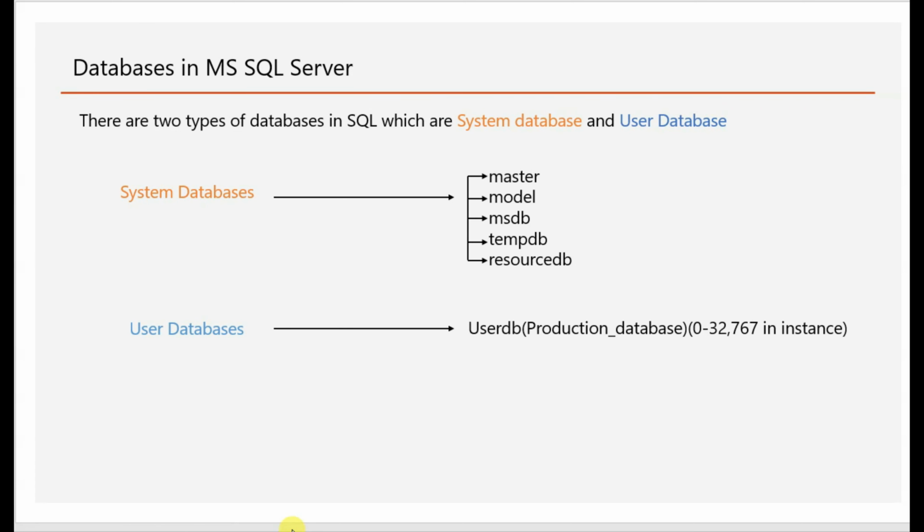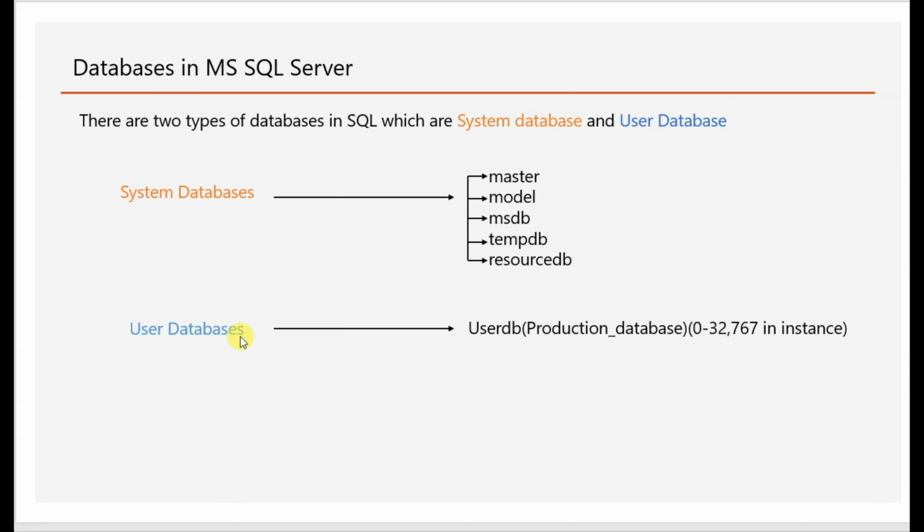My name is Kumar. Today we are going to discuss databases in MS SQL Server. There are two types of databases in SQL Server: system databases and user databases. System databases are defined by the system, meaning at the time of installation these databases get downloaded and installed. These databases are the master database, model database, msdb, tempdb and resource-db. These databases work to maintain the user databases.